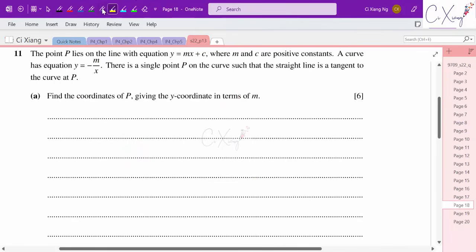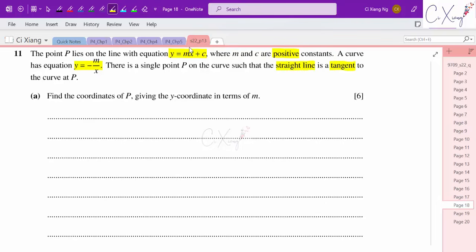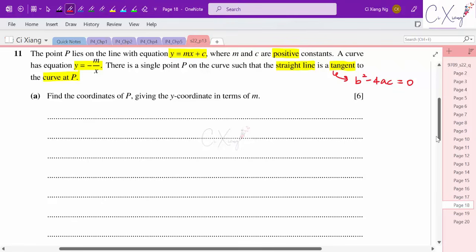And now we come to the very last question, question 11. You're having the point P lies on the line with this equation, where the m and c are positive constants. Okay, a curve has this equation, y equals negative m over x. There's a single point P on the curve such that the straight line is a tangent to the curve. So usually when I see there's a straight line is a tangent to the curve at P, the first thing that comes to my mind is I might want to use the discriminant result where b squared minus 4ac equals 0. Okay, so this is what comes to my mind when I see all these keywords here.